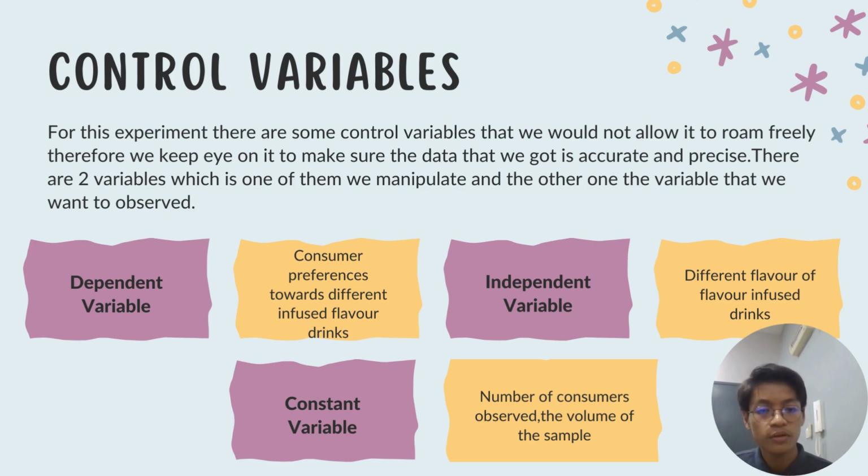That is the variable that we control, which is the different flavor infused drinks, the 4 different flavors of the infused drink. And then the last one is the constant variable, which we will keep the same for each replication, for each treatment. So the constant variables for this experiment are the number of consumers observed and the volume of the sample given to each panelist.